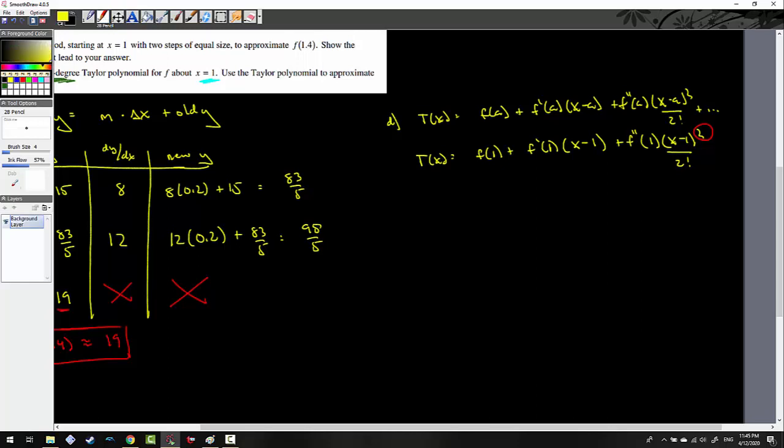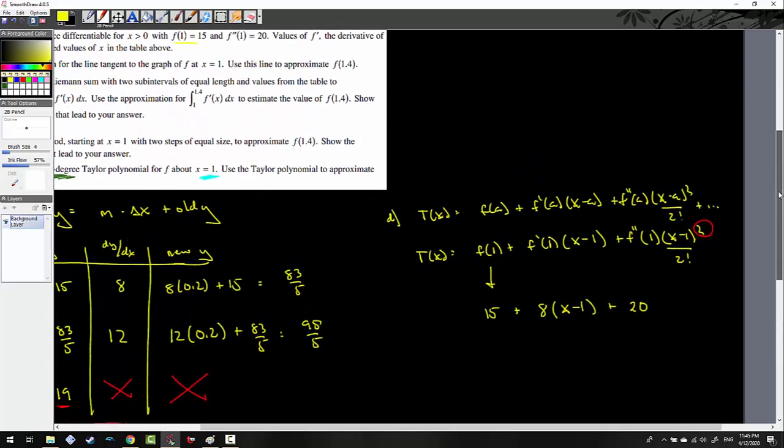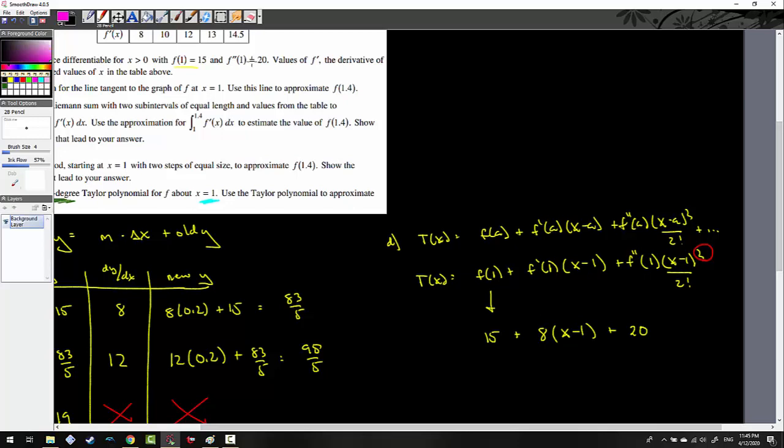Well, from here, I know that f of 1 is 15. The problem told me that at the beginning. Plus, I know that f prime of 1 is 8. They told me that as well. Well, that's going to be times x minus 1. Plus, f double prime of 1, well, I believe they told me that too. That's 20. They said that right over here, in case you're forgetting where that came from. That information came from here. And then that's going to be times (x minus 1) squared over 2 factorial. And that's T of x so far.